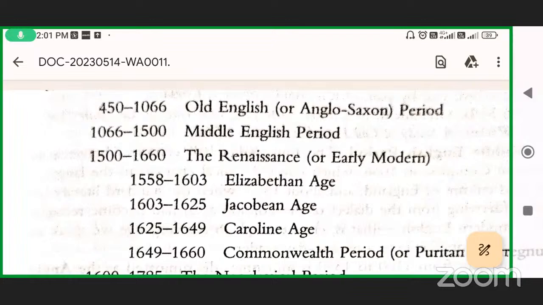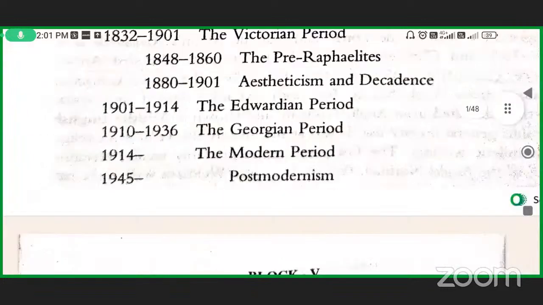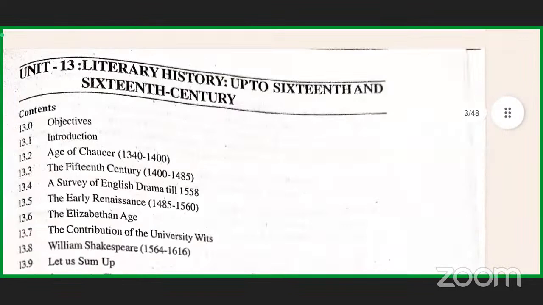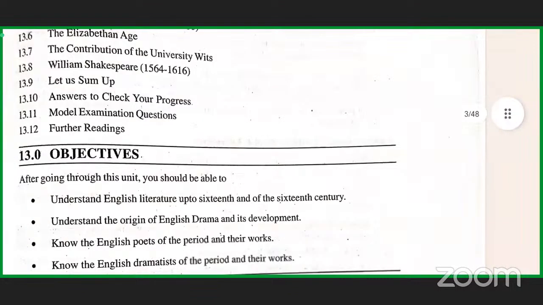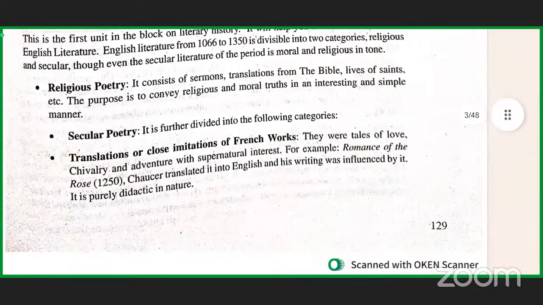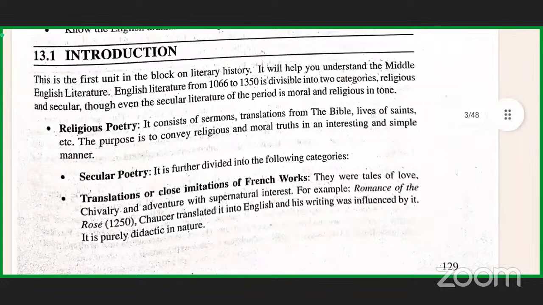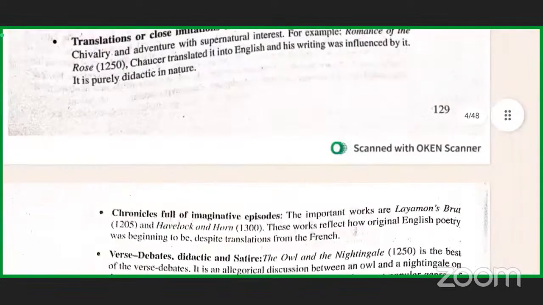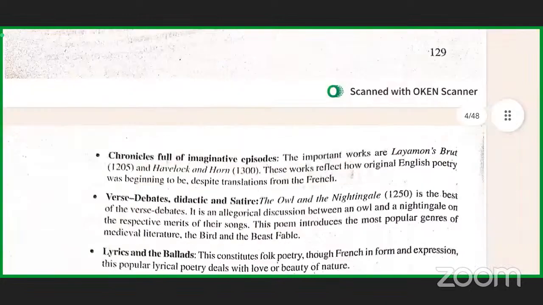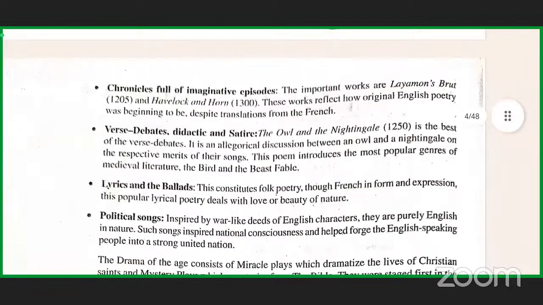I'm not going to the other pages because here only I'm going to conclude it. You can go and refer. The first age is also known as the Age of Chaucer. According to him, they talk about religious poetry, secular poetry, then translations from other languages, like French, chronicles, verse, political songs, and all this. Characteristics of the Middle Age have been given, a few of them. Age of Chaucer.